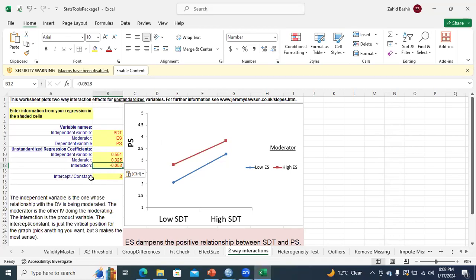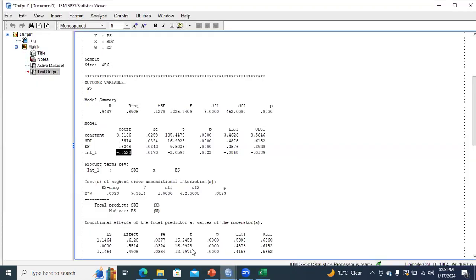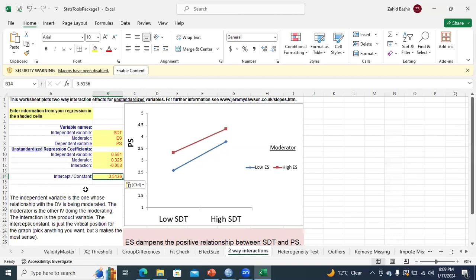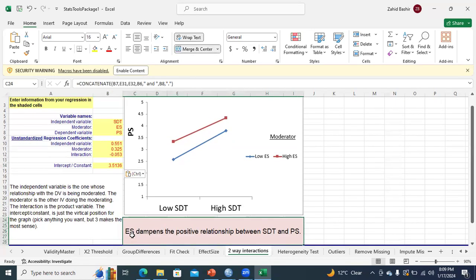Then there is an intercept or constant. By default, some of the researchers prefer the value 3, which is the default, but I would suggest that you use the constant value over here, that is 3.5136. I prefer to use the estimated constant value rather than the default value. That would be slightly different. So it will shape up your graph, and it will also let you know whether your ES as a moderator is increasing the positive impact or decreasing the positive impact of your independent variable.